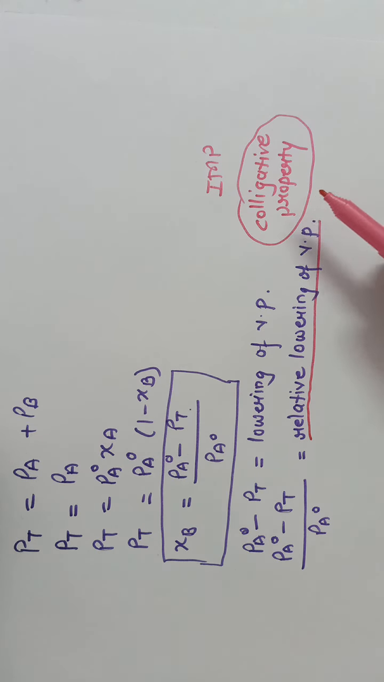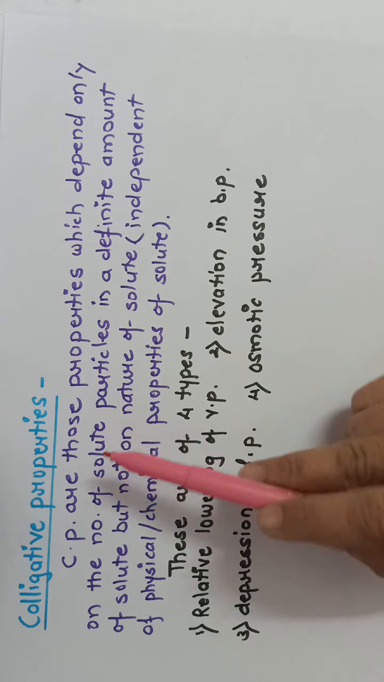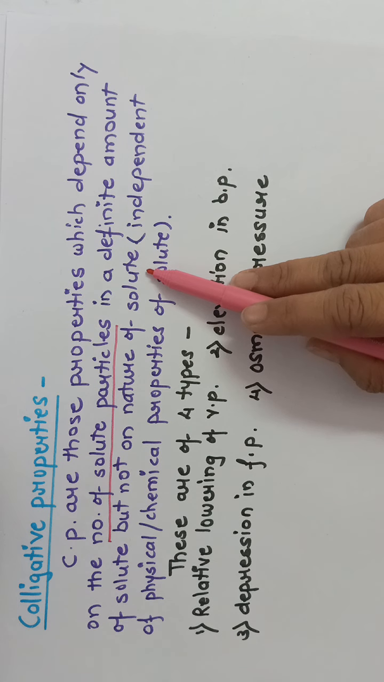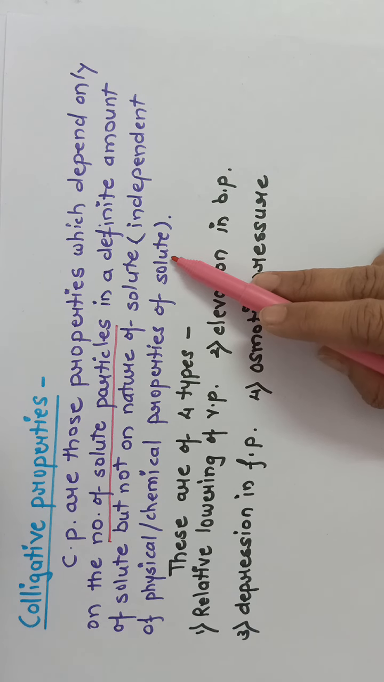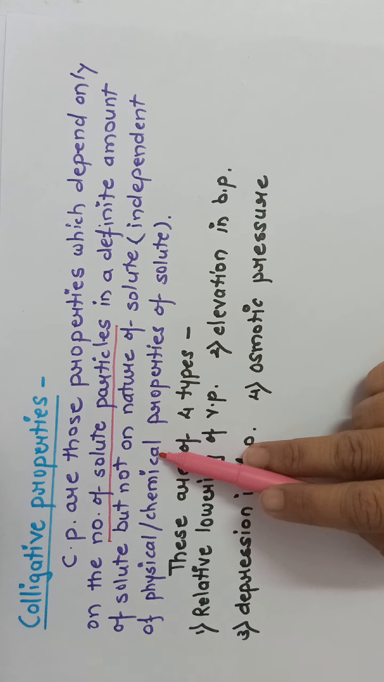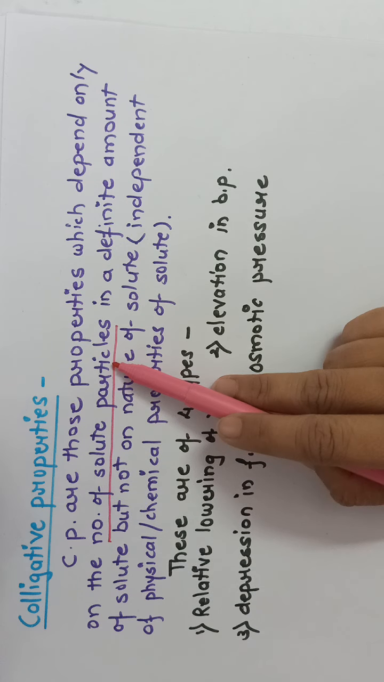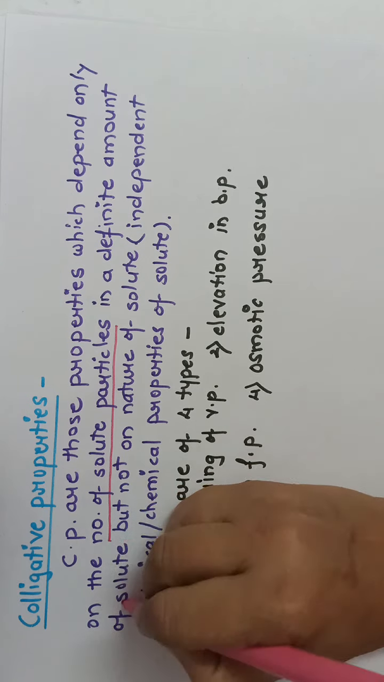So let us first discuss what are colligative properties. Colligative properties are those properties which depend on the number of solute particles in a definite amount of solvent, but not on the nature of the solute. Or I can say it is independent of physical or chemical properties of the solute. Whatever the melting point of solute may be, boiling point, density, or whatever the chemical ways it reacts, that is not going to matter. Then what is going to matter? The number of the solute particles, or the amount of the solute particles, or the number of ions of the solute particles, or number of moles of solute particles present in the solvent.